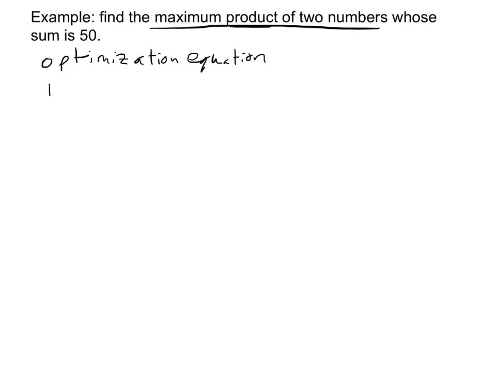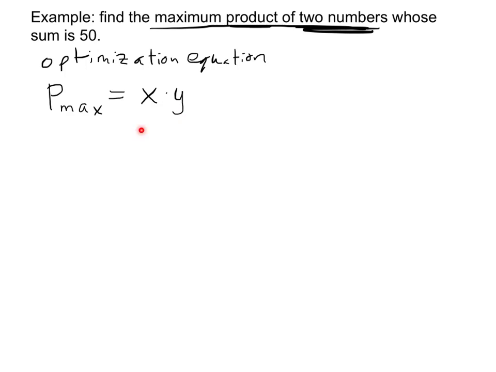So I'm going to write P max, because P stands for product, and max because I'm finding the maximum. P max equals, and what is the product of 2 numbers? Well, that would be X times Y. That's what I want to optimize. This is what I want to take the derivative of and set equal to 0. That's what I'm going to do in step 5.